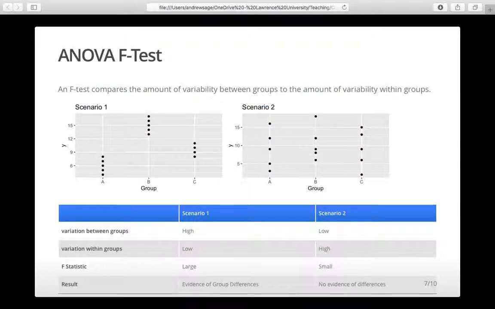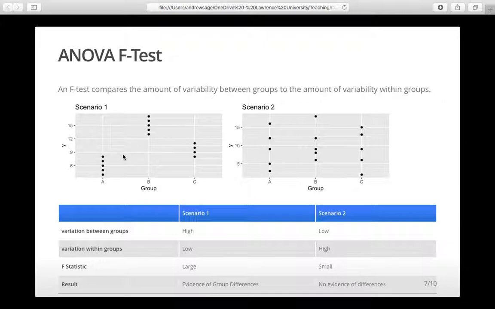An F test compares the amount of variability within each group to the amount of variability between the different groups. To illustrate what the F test does, we have two different plots, and these don't pertain to the mice data. These are merely examples of comparisons of three different groups.